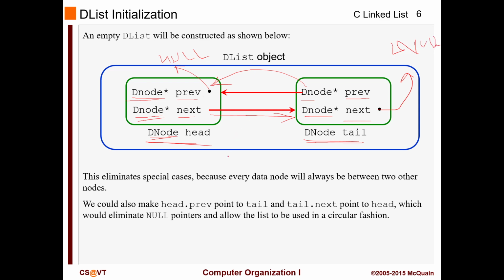Oh my god, I'm very sorry about my writing. Anyway, this eliminates the special cases because every data node will always be between two other nodes. We could also make head previous point to tail and tail next point to head, which would eliminate null pointers and allow the list to be used in a circular fashion. You can do that. You can not do that. It's up to you, because if you point it here and you point it there, it's a circular list.